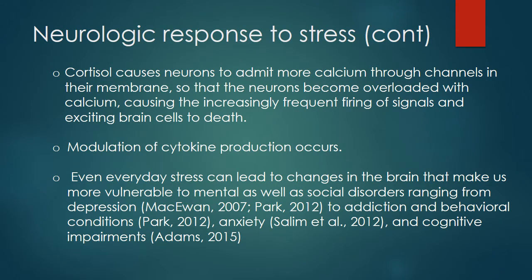Through the cascade of reactions, cortisol causes the neurons to accept more calcium channels through their membrane. So the neurons become completely overloaded with calcium and excitable. This causes increased firing signals to the brain. It literally excites the brain cells to death. So it overloads the body's reactions and causes the brain cells to be hyper excited. That's why when you're stressed, things happen like sweating, elevated heart rate, and tremors.